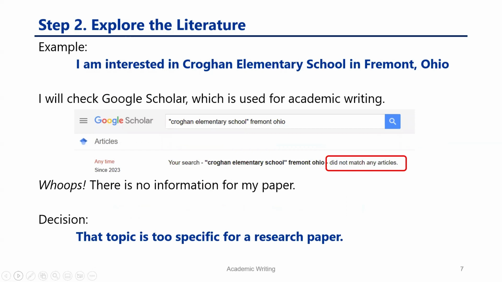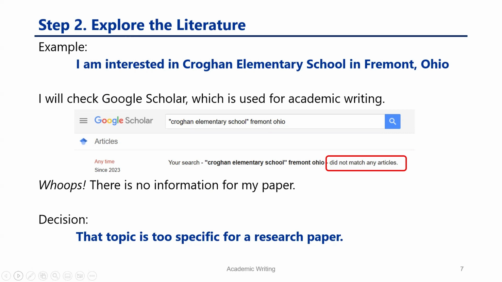Let's pick the last topic on my list. I am interested in Croghan Elementary School in Fremont, Ohio. And we're going to go out into the literature, which is like all the articles and books and things on the internet, and see what kind of information is out there for me to possibly use in my paper. I'm going to use Google Scholar, which is used to find resources for academic writing.